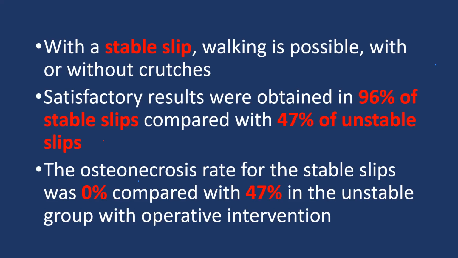Meaning, the unstable hip is not so stable, it will displace. While stable hips, it's stable, it's solid when you're walking. You can use crutches and you can walk on it. The osteonecrosis rate for stable slips was 0%, compared with 47% in the unstable group with operative intervention. So you have to pay attention to this.